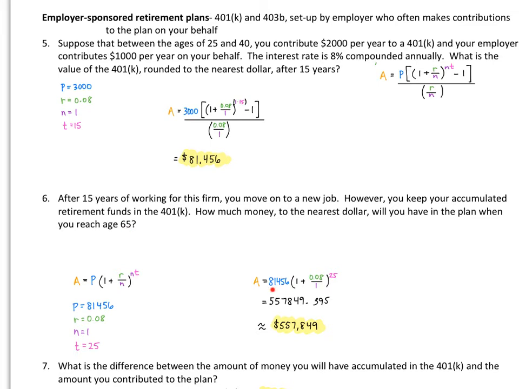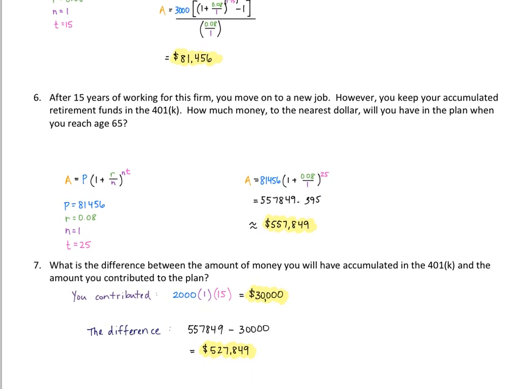So we plug in P times 1 plus R over N to the T. Throw it onto your calculator, and here's what we will get. And let's just make it a nice even $557,849. Not so bad for just sitting there, right? So invest, invest, invest.